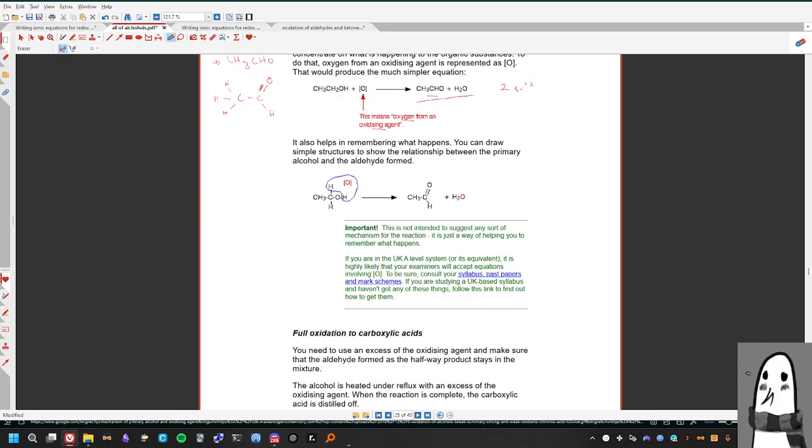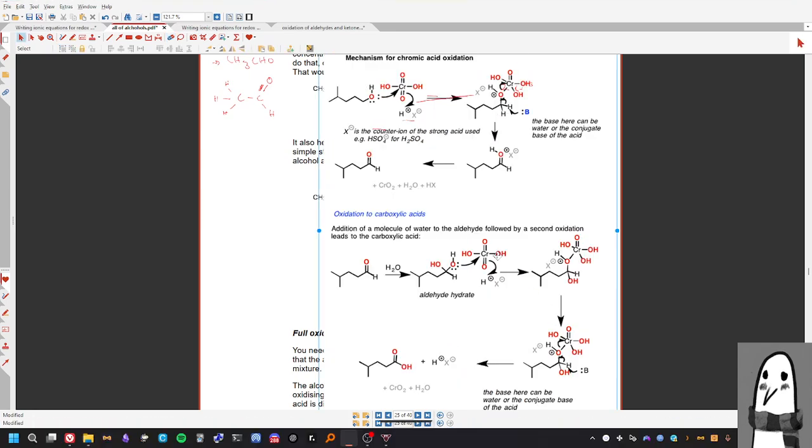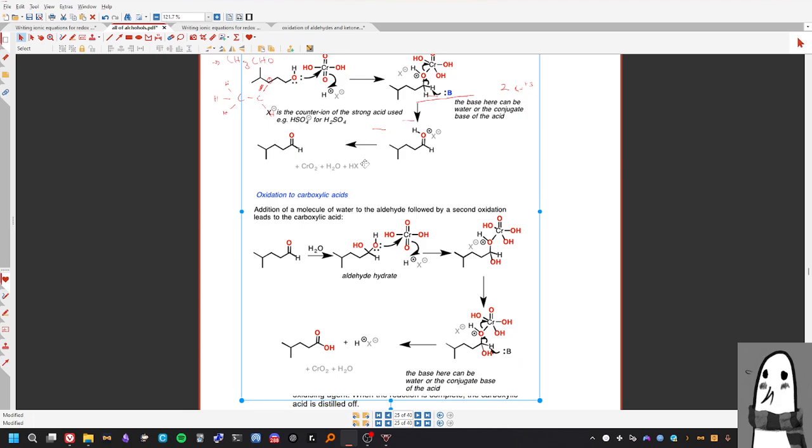So we have your RCHO, that's going to be your aldehyde. Then you add a water, which forms the aldehyde hydrate, which is going to be your OH. Okay, I'm sorry, I'm just going to draw with this as well. Right, so this is what I'm seeing.